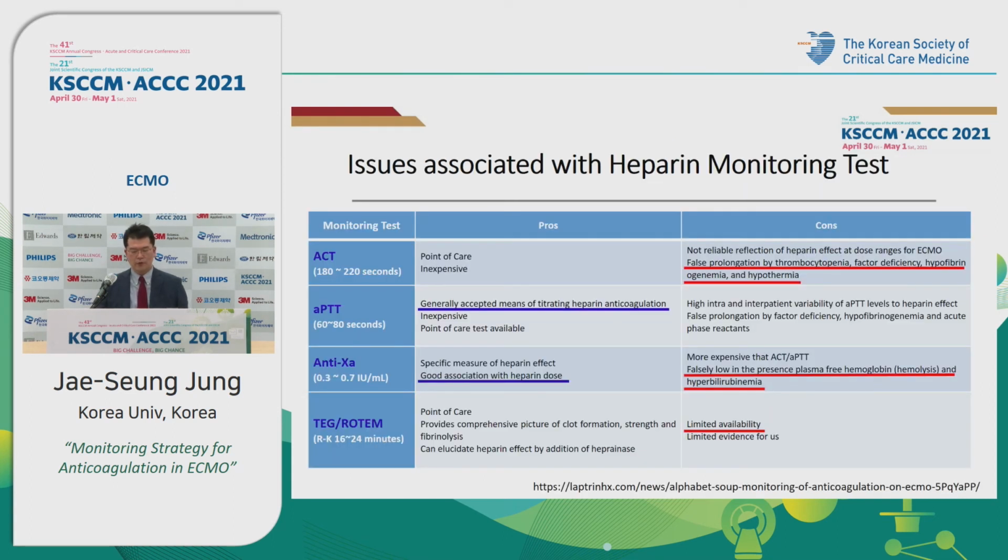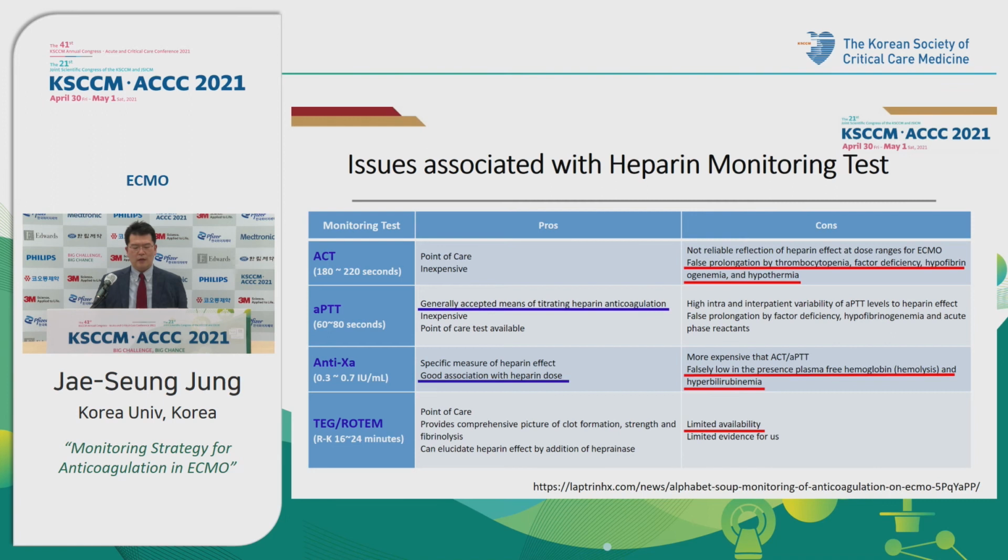Issues associated with the heparin monitoring test. This table summarizes the issues about the monitoring strategy. In case of ACT, falsely prolonged by thrombocytopenia, factor deficiency, hypofibrinogenemia, and hypothermia. APTT is generally accepted as a means of titrating heparin anticoagulation. Recently, many centers mainly check the APTT for heparin level check in Korea.